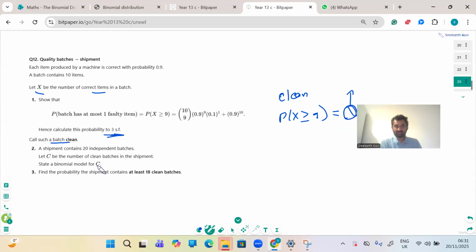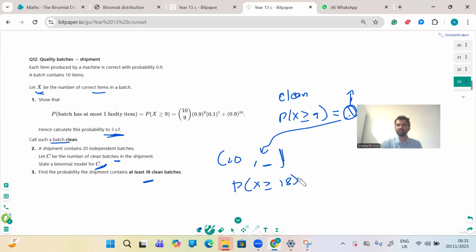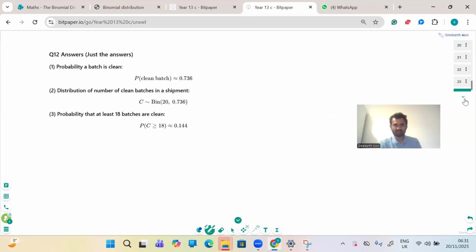And then there is a different distribution. See, there is X and there is C now. C is the number of clean batches. Now the previous probability becomes this number because we need the probability that a batch is clean. The batch is clean probability is this one. And then n is 20. They're asking for at least 18 clean batches, more than or equal to 18. You do the calculation and you should get this answer.